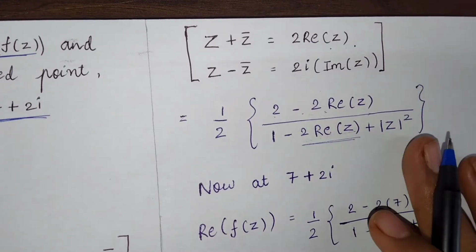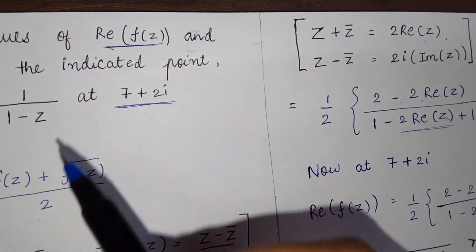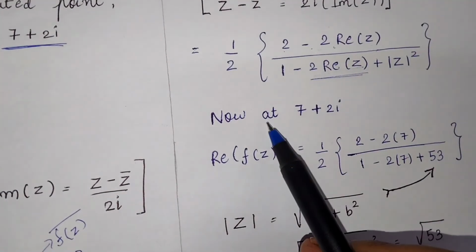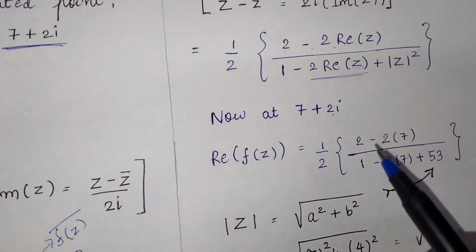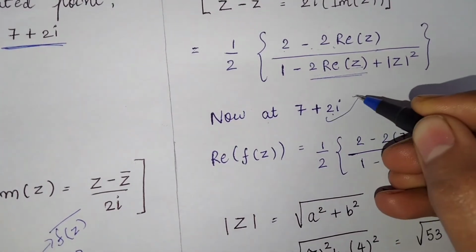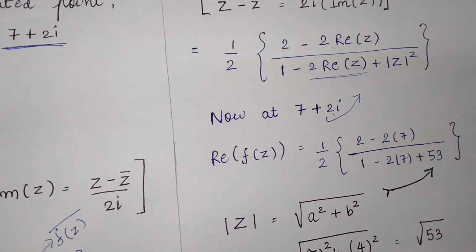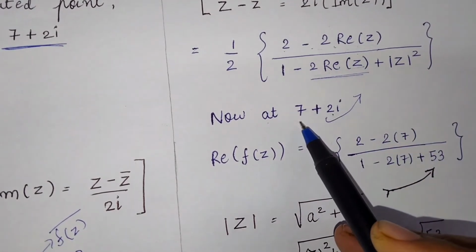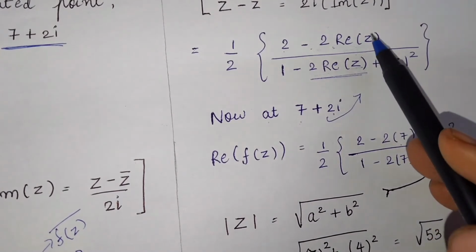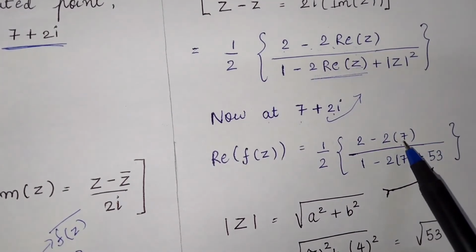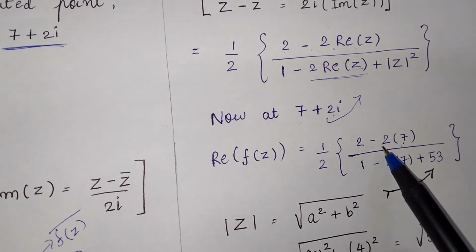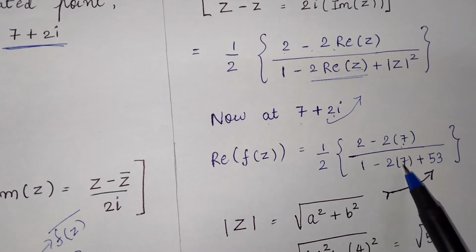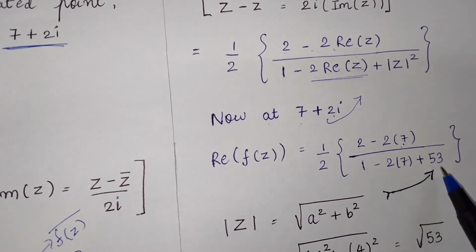But now what is told is that we have to find at point 7 plus 2i. So at 7 plus 2i it means that we have to put this value in this equation, then only we can find at that point. So our real part in this equation is 7. So here in place of real part we will put 7. So 2 minus 2 into real part, that is 7, by 1 minus 2 into again real part, that is 7, plus 53.